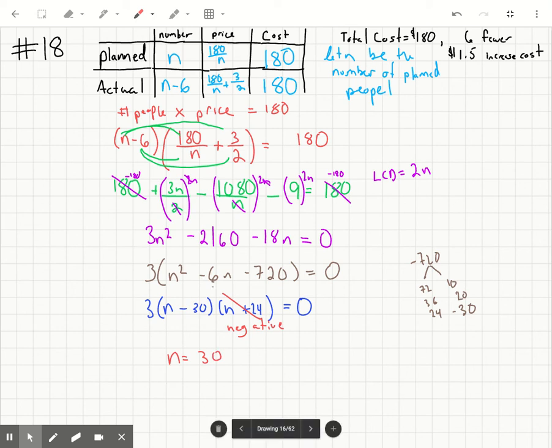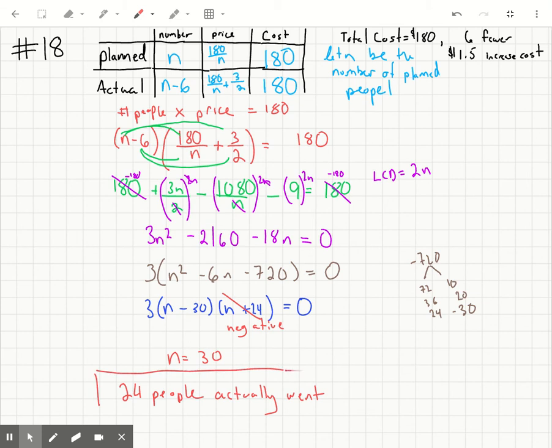So if the original amount of people is 30 and the question says how many people actually went, then 24 people actually went, right? That seems pretty reasonable. We could check that with 24 and then what would be the cost, how much would they spend per person, stuff like that. All right.